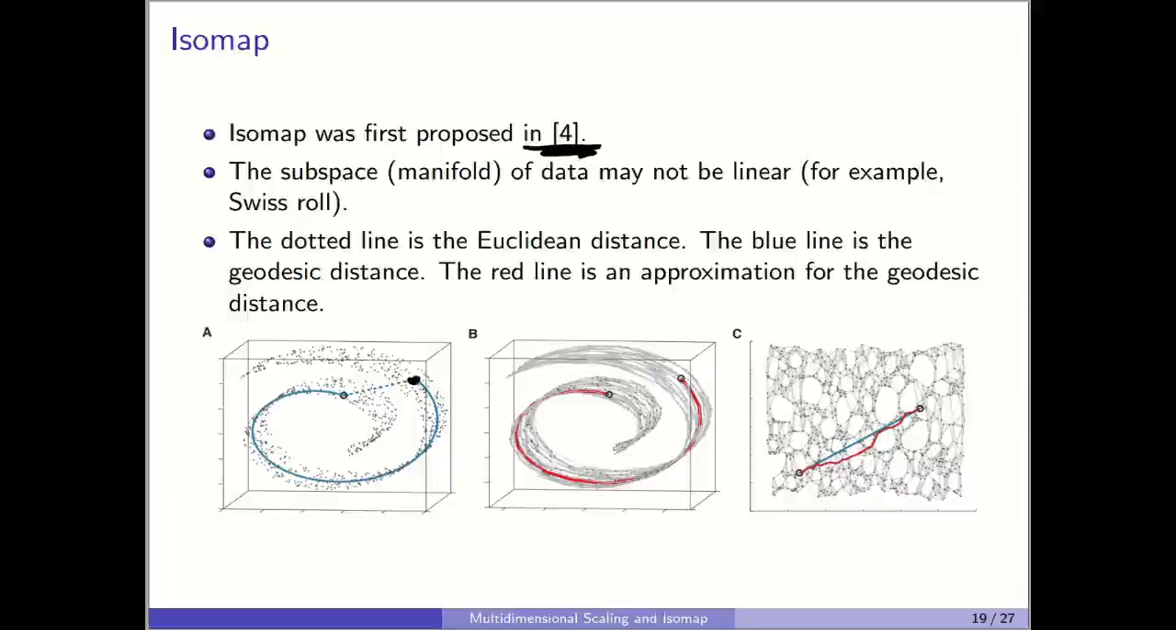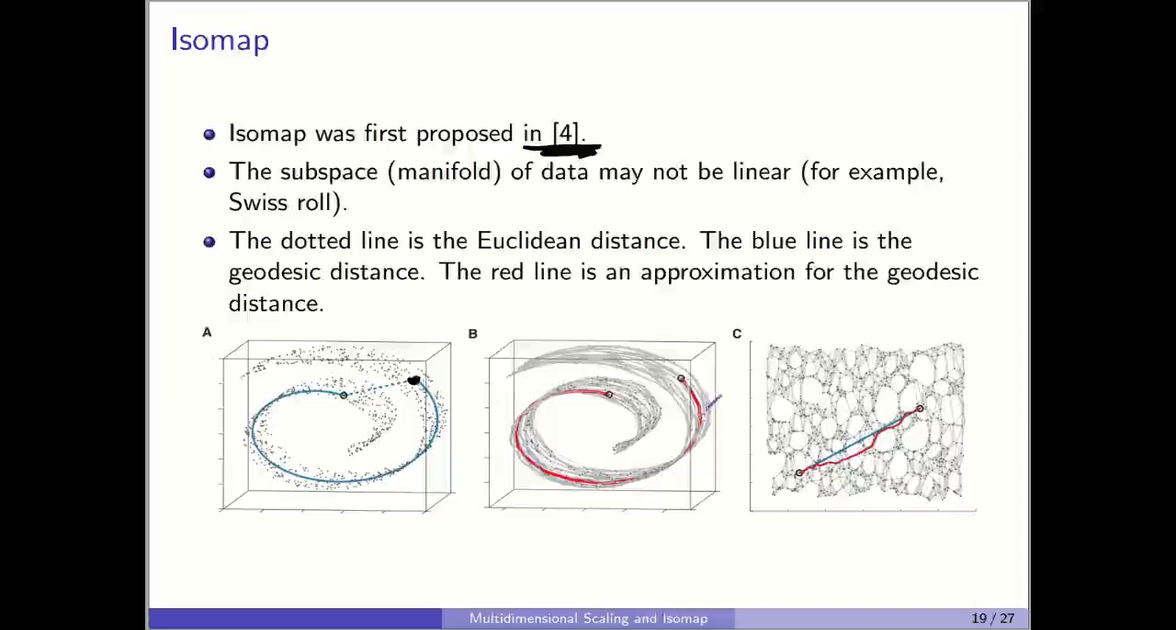Consider these two points, and this is the Euclidean distance between the two points. However, as you can see, you should traverse along the manifold in order to reach the other point. So this is the correct distance between the two points, and this is called geodesic distance. It's like walking on the ground. We can approximate this geodesic distance using piecewise Euclidean distances.